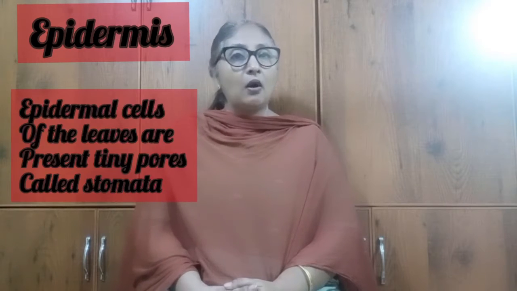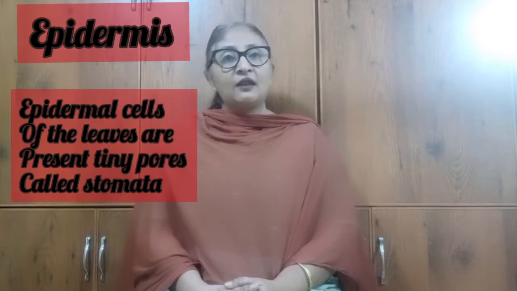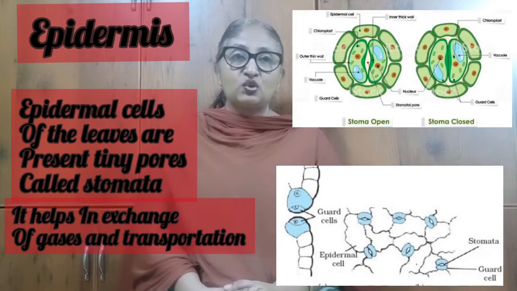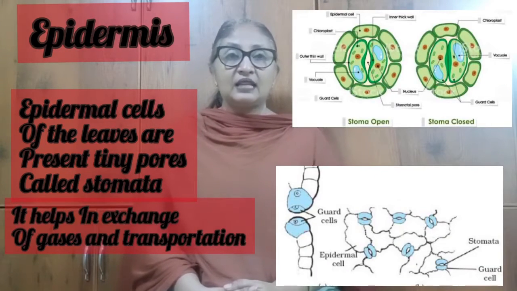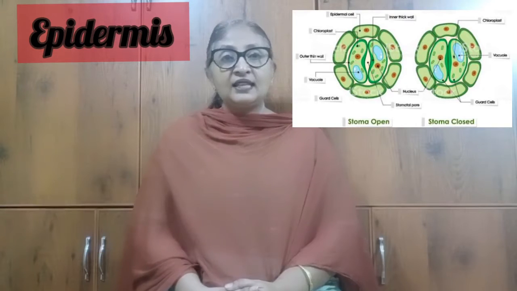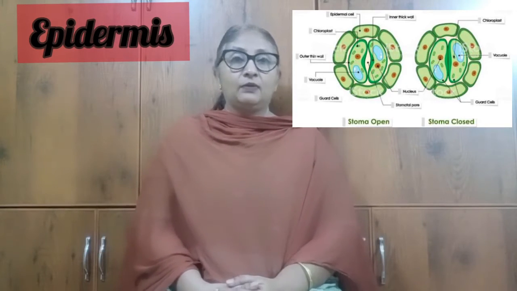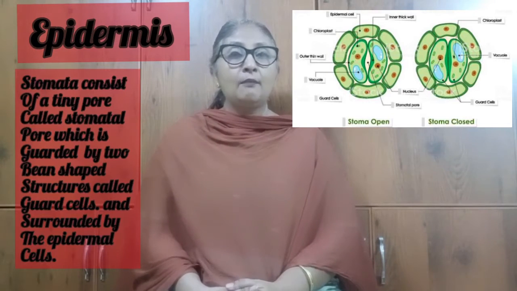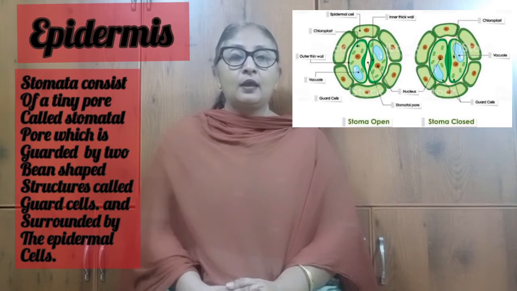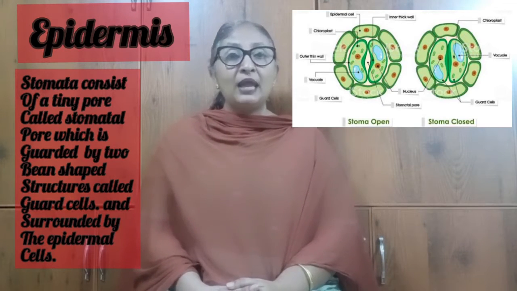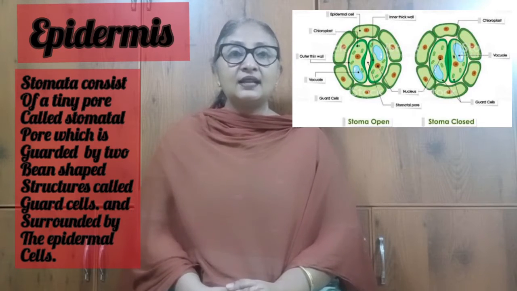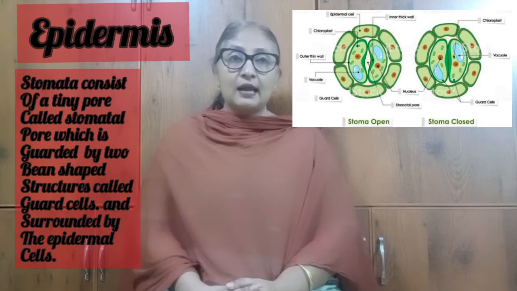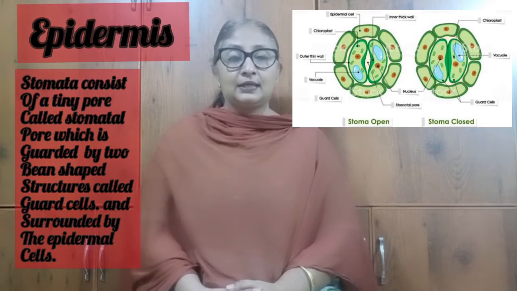Now, in the epidermal cells of the leaves are present tiny pores called stomata. The function of stomata is exchange of gases and transpiration. Let us discuss the structure of a stomata. Stomata consists of a pore in the center. This is known as stomatal pore, which is guarded by two bean-shaped structures called the guard cells, and it is surrounded by the epidermal cells.